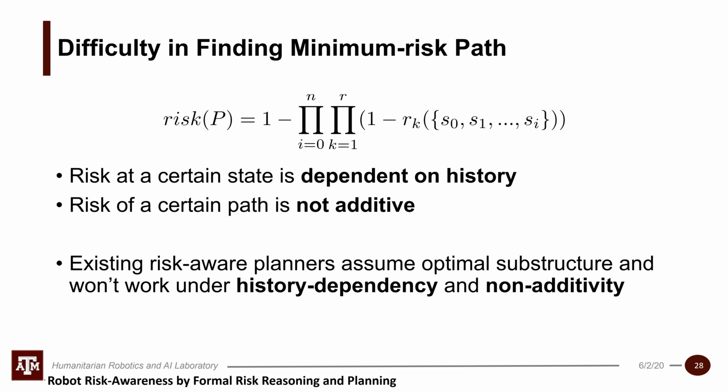Now we switch gears to talk about the risk-aware planning to find a minimum risk path under this risk framework. But apparently this is a very difficult task. If we look at the risk representation, we can see that the risk at a certain state cannot be uniquely determined by the state itself. It is dependent on history. Also, the risk of a path is not additive. Existing risk-aware planners assume optimal substructure and won't work under our history dependency and non-additivity.